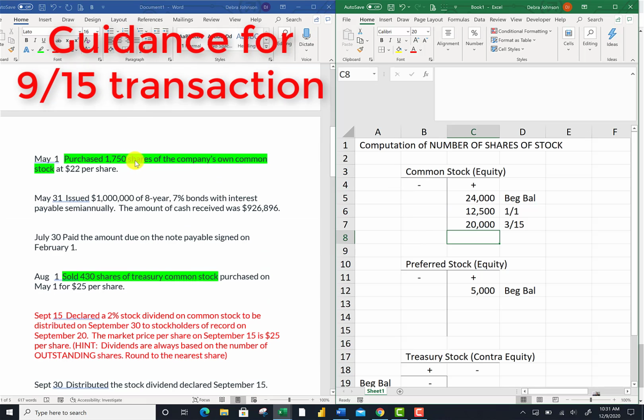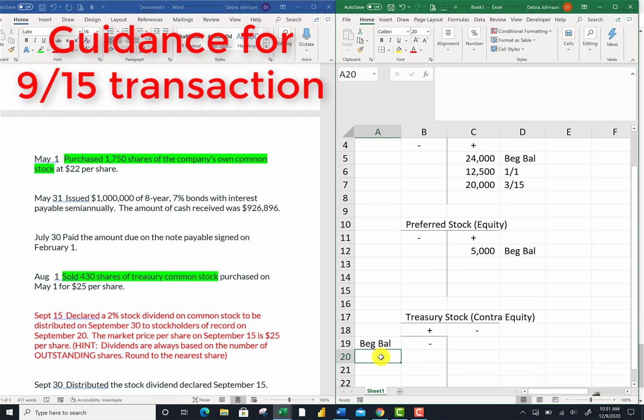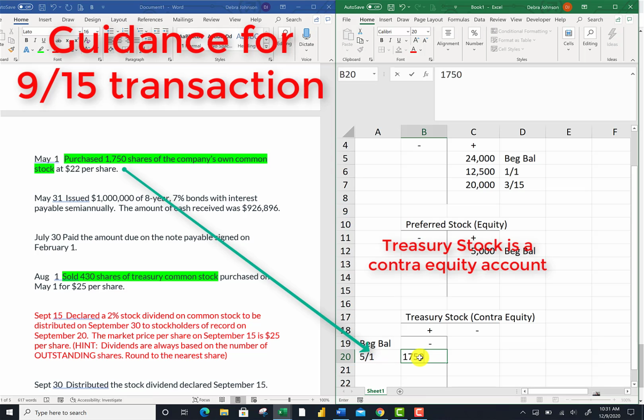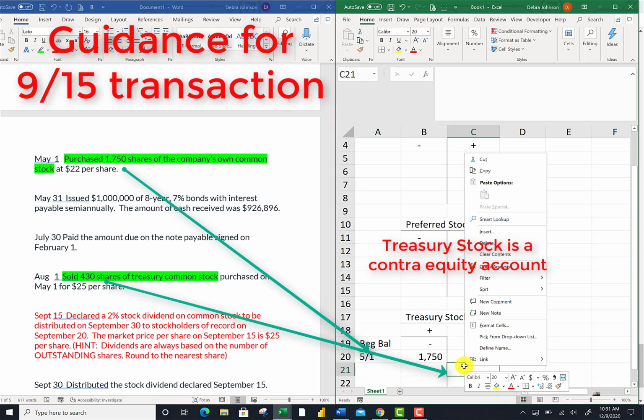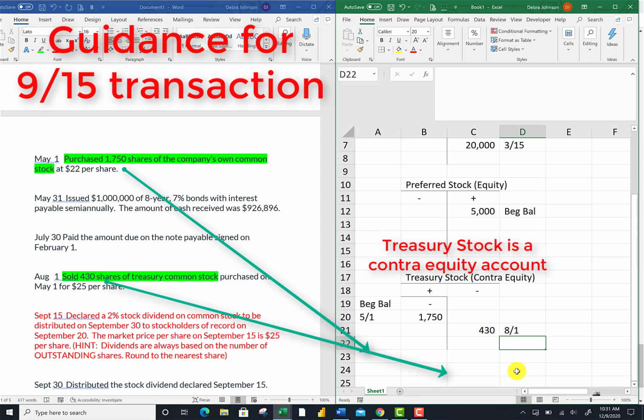And then on May 1st, we started buying back our own stock. So on May 1st, you want to track the number of shares that you bought off of the open market and kept in the treasury. That's 1,750 shares. You had a bond transaction, you had a note payment, and then on August 1st, you sold 430 of those shares. So let me reduce the treasury stock by the transaction that happened on August 1st.